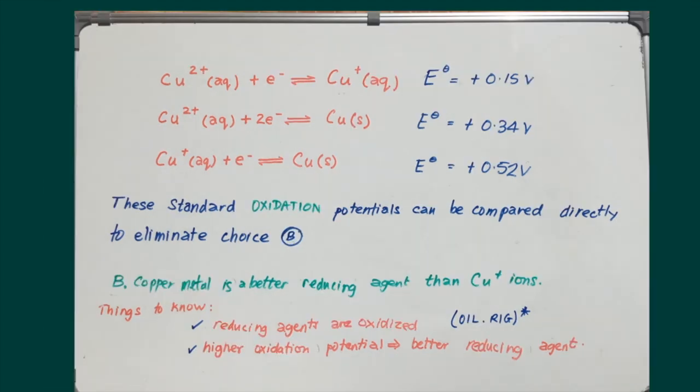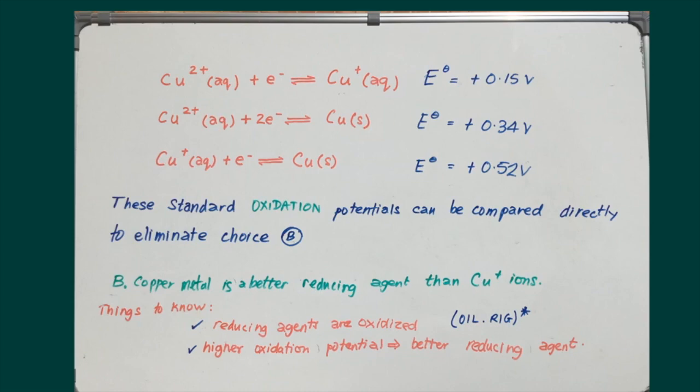Now moving to choice B. It says copper metal is a better reducing agent than copper ions. Now we must use the reverse of the reasoning that eliminated choice A, because to measure the reducing power of something, we need to look at its standard oxidation potential. And the higher the standard oxidation potential, the stronger the reducing agent. So what we will be doing is looking at all of these half equations in the reverse direction, meaning that all of these signs would become negative as we look at everything in reverse.